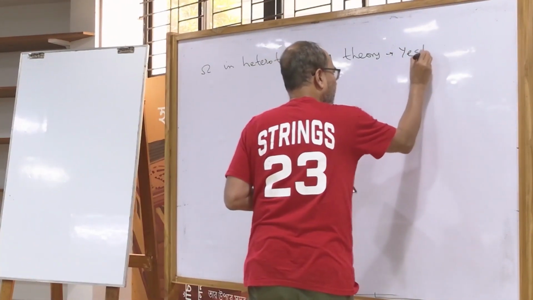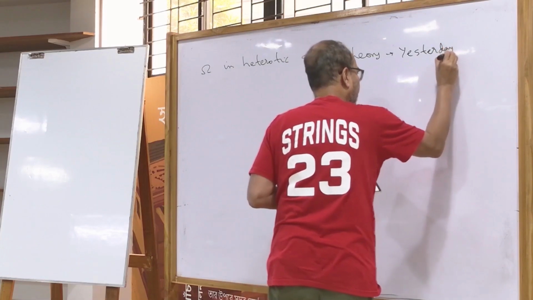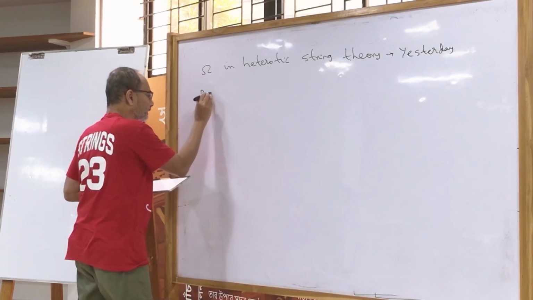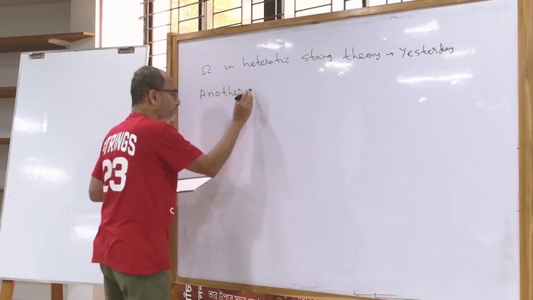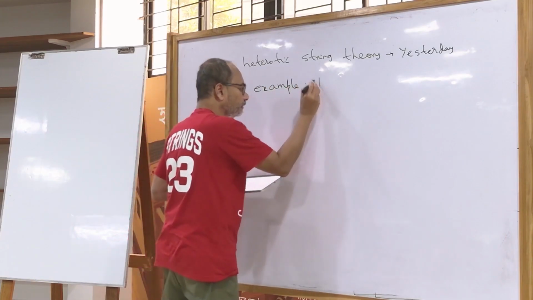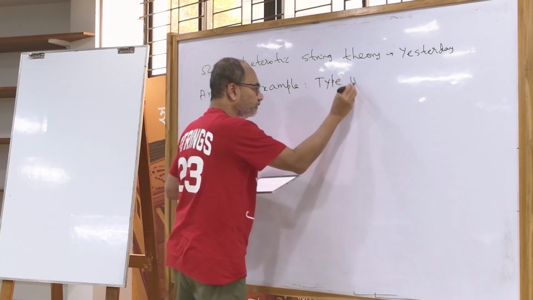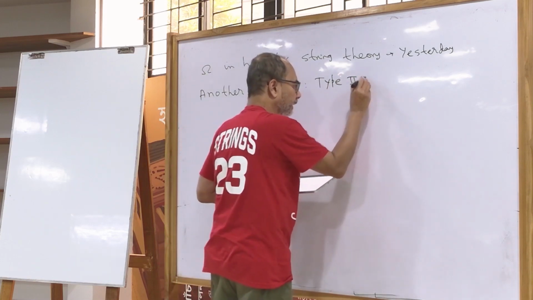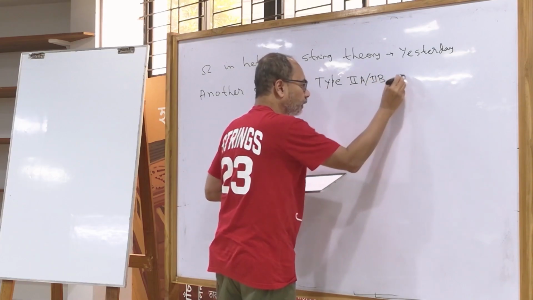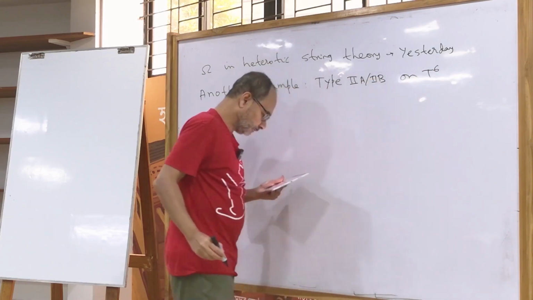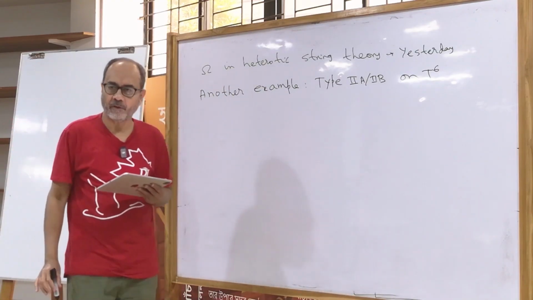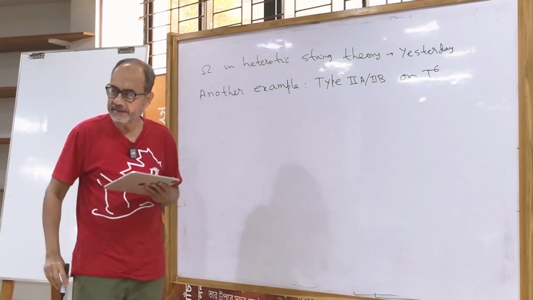So, today I am going to give a similar example for type 2 string theory. So, another example, on T6. Like last time, I will specify for which charges I am going to give the result, and then I will write down the result.